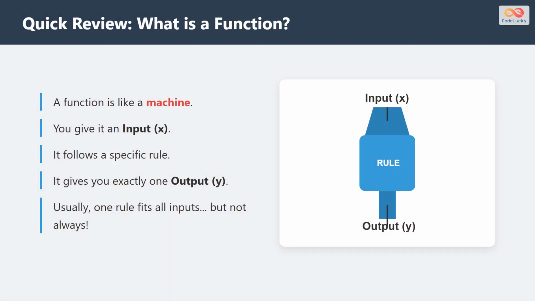Let's quickly review what a function is. Think of it as a machine. You put an input, usually called x, into the funnel. The machine applies a specific rule to it and then spits out exactly one output, called y. Usually, we have one rule, like add 5, that applies to every single number you put in. But what if the machine needed to be smarter than that?